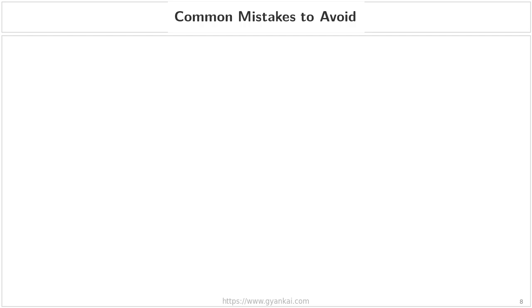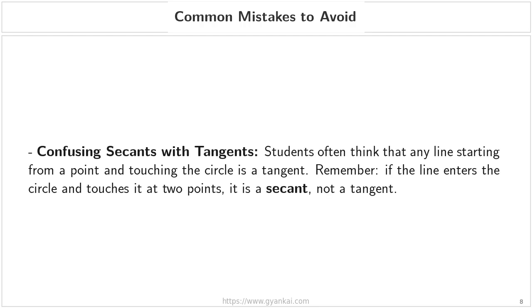Common mistakes to avoid. First, let's talk about the confusion between secants and tangents. It is a very easy mistake to make. You might see a line starting from a point and touching the circle and instinctively label it a tangent. However, you must be very careful.